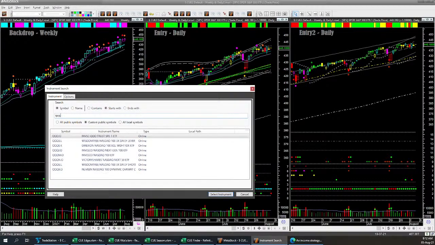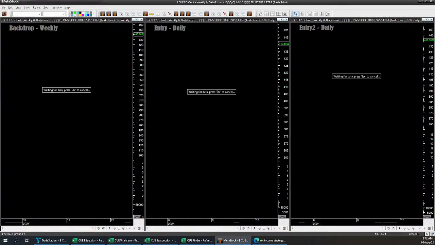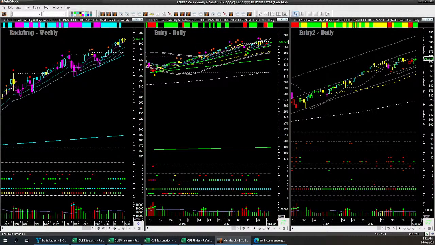Nasdaq ETF QQQ, very much in an uptrend in both weekly and daily. Also displayed multiple bearish headwinds. However, has trend line support very close to yesterday's price. So I'm not going to try to short it.